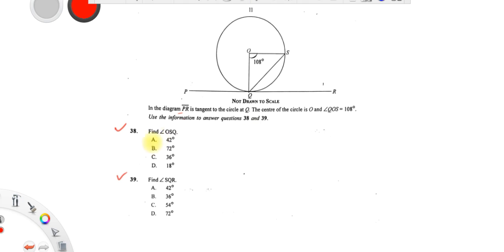Bonus. Find angle OSQ. Simple. This angle, that's what we are finding. The next one, you see, is SQR. This one. Interesting. So guys, what do you see?